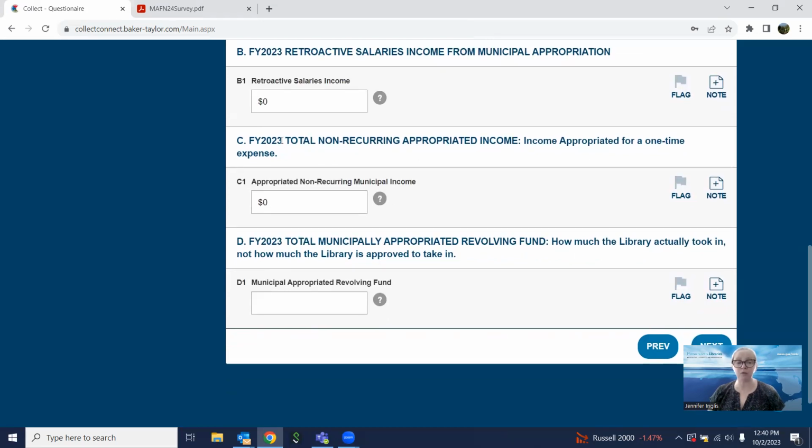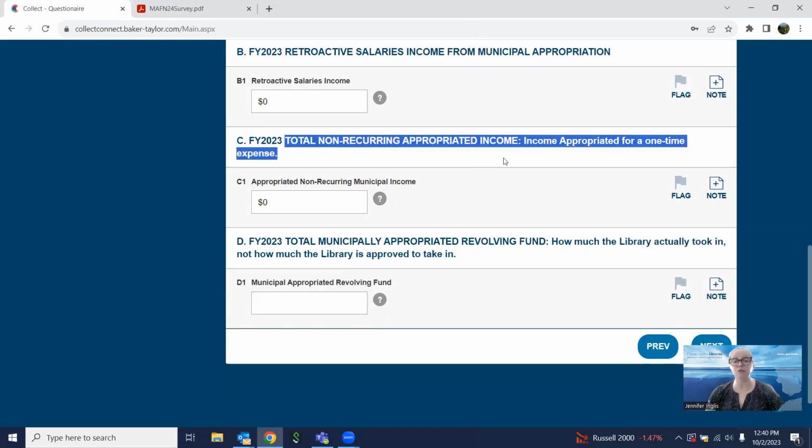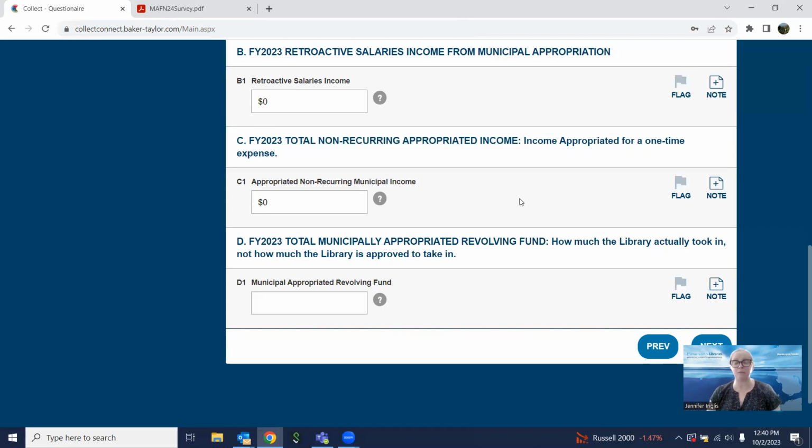Then FY23 total non-reoccurring appropriated income. So this is income appropriated for one-time expense. This could be if you received a chunk of money because a dispensary opened up in your town and you're getting some of those tax dollars.